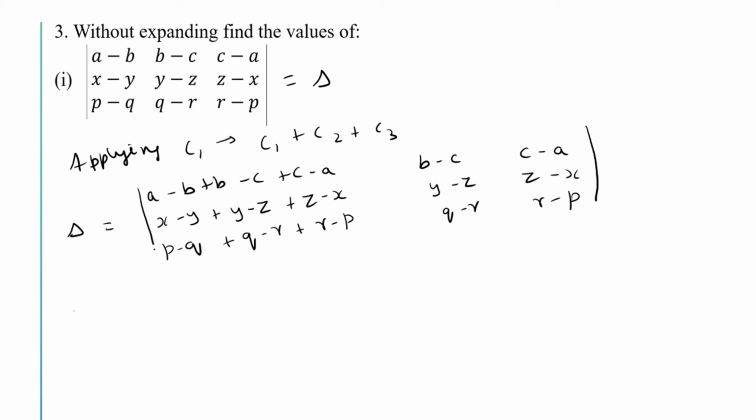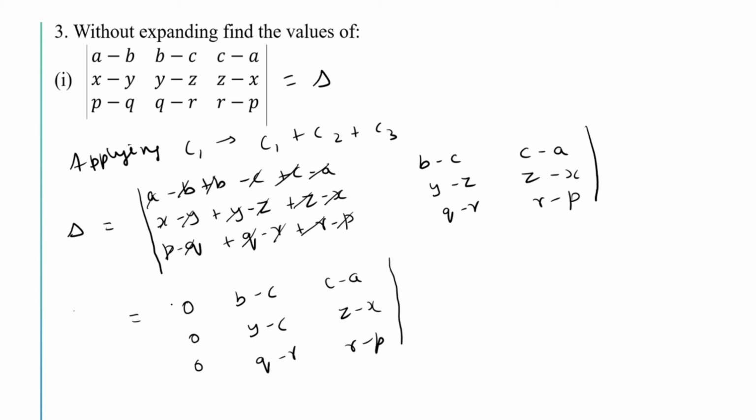So here we can see that minus B plus B, minus C plus C, A minus A. So this is 0. Here minus Y plus Y, minus Z plus Z, X minus X, this is also 0. Minus Q plus Q, minus R plus R, minus P plus P. So this is also equal to 0. So all the elements in the first column is 0. Z minus X, R minus P. So since one entire column is 0, the value of this determinant is equal to 0.